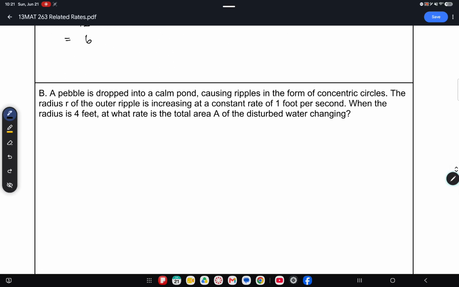All right, a pebble is dropped into a calm pond, causing ripples that form concentric circles. Circles is the key word here. The radius of the outer ripple is increasing at a constant rate of 1 foot per second. So the radius changing, so dr/dt is 1 foot per second. When the radius is 4, at what rate is the total area changing? So we want dA/dt is what we want to find.